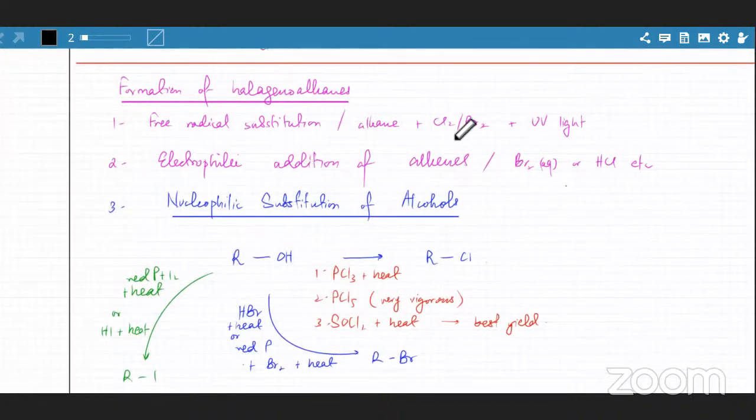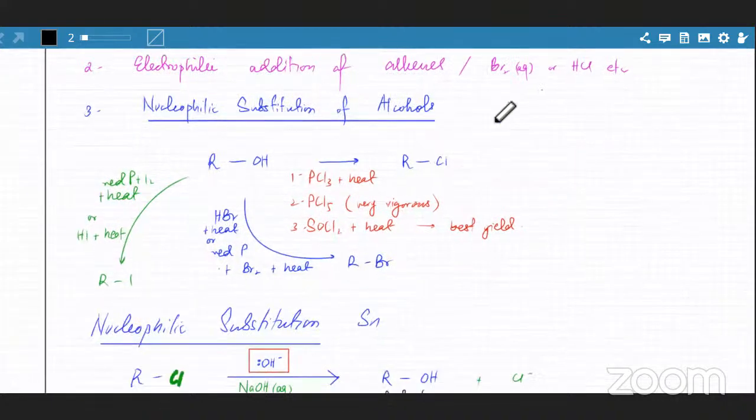One was free radical substitution, the chlorine and bromine UV light reaction. There was electrophilic addition of alkenes, where you could have a double bond and add halogens to it by reacting it with a bromine or a Cl2 molecule. And then you had substitution reactions of alcohols, where PCl3, PCl5, or SOCl2 could be used and the OH could be turned into a halogenoalkane. Or red phosphorus plus bromine or red phosphorus plus iodine could be used.